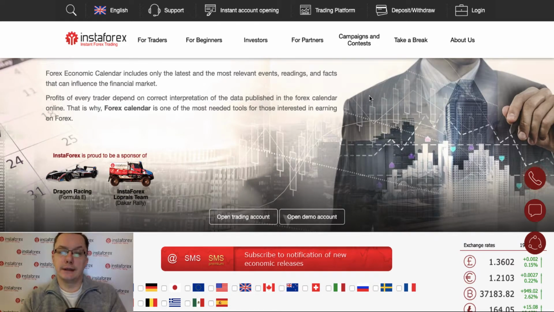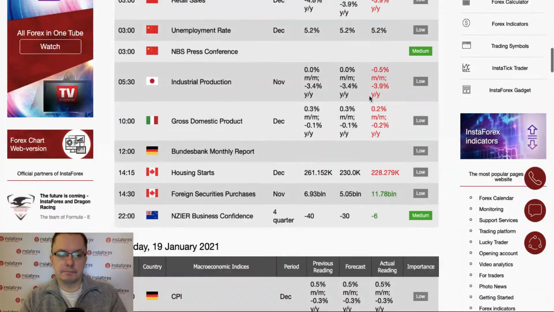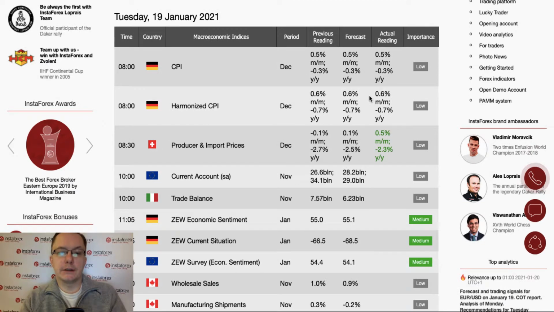Today is Tuesday, the 19th of January 2021. Let's take a look at the Forex calendar and then we'll of course do some technical analysis. So let's swipe down. There you go. Tuesday 19th of January. What do we have here?